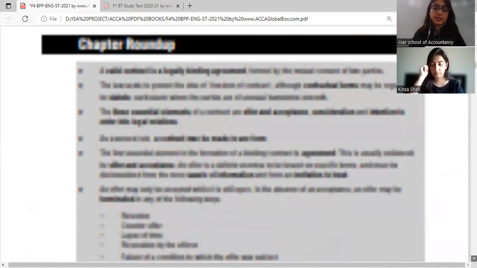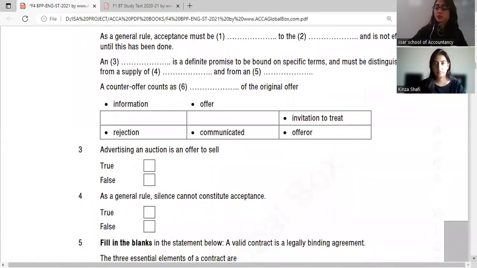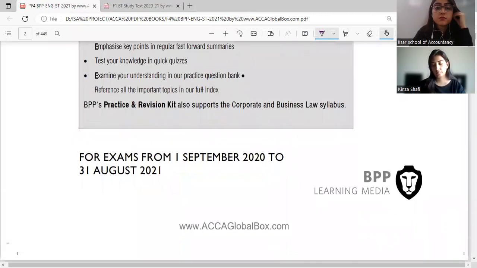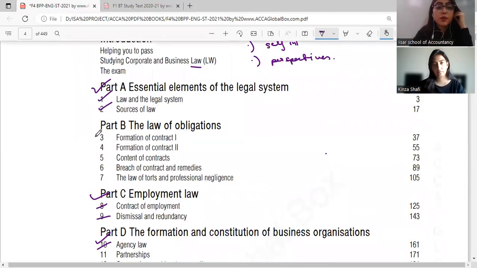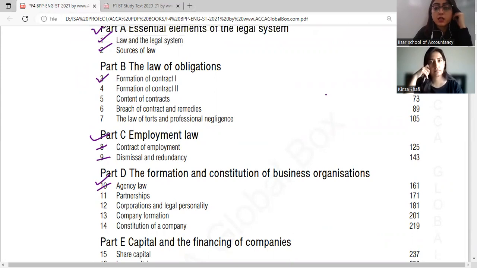Next. Okay, so I hope it's clear. We have completed this chapter. Ali is absent. Please mark his absence. Call him up, ask him what happened, what's wrong. Okay, so we are done with the formation of contract part 1. Second, formation of contract 2, content of contracts, breach of contract, the law of torts and professional negligence. We'll be starting this in the next class, inshallah.